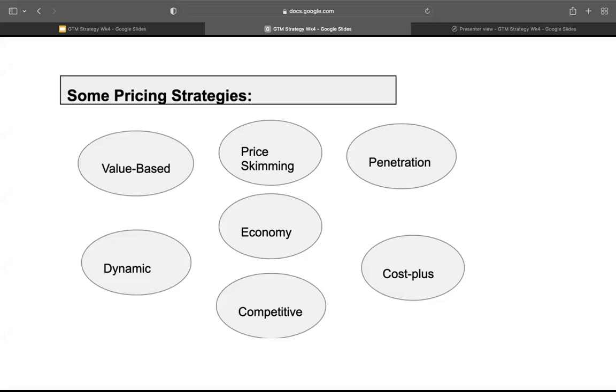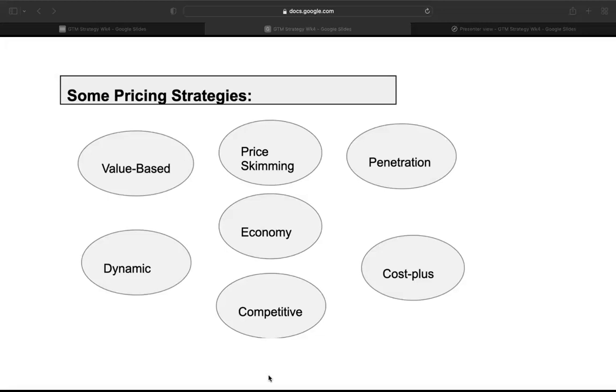Okay, then cost plus. I think I'm mixing cost plus with value based. Okay, thank God I even checked it. So I'm not mixing it with value based. Cost plus has to do with percentage. It's also known as markup pricing.